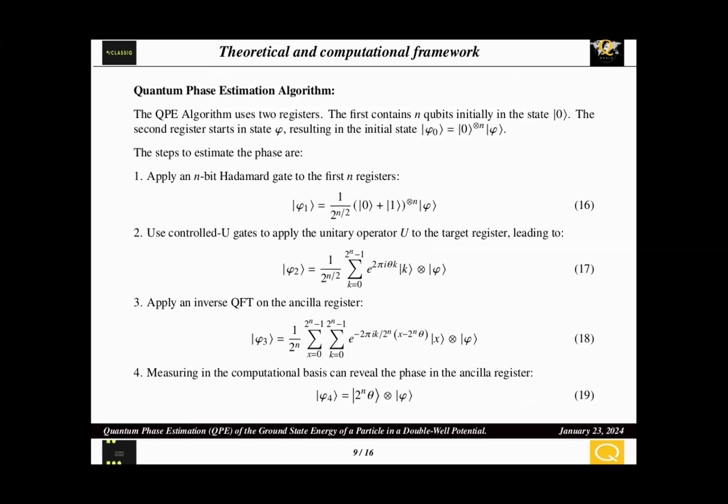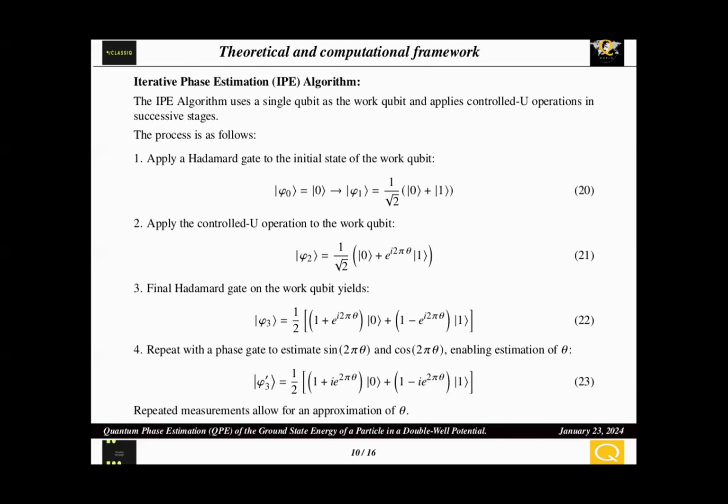So, like I said, our approach was to use the quantum phase estimation to estimate the phase and then calculate the ground state energy. On this slide, we show the steps to estimate the phase using the quantum phase estimation algorithm. We start by applying n Hadamard gates to the first n register. Then we use the controlled U gate, and then we apply an inverse quantum Fourier transform, and then we do the measurement. We can also use the iterative phase estimation algorithm, of which the steps are given as follows.